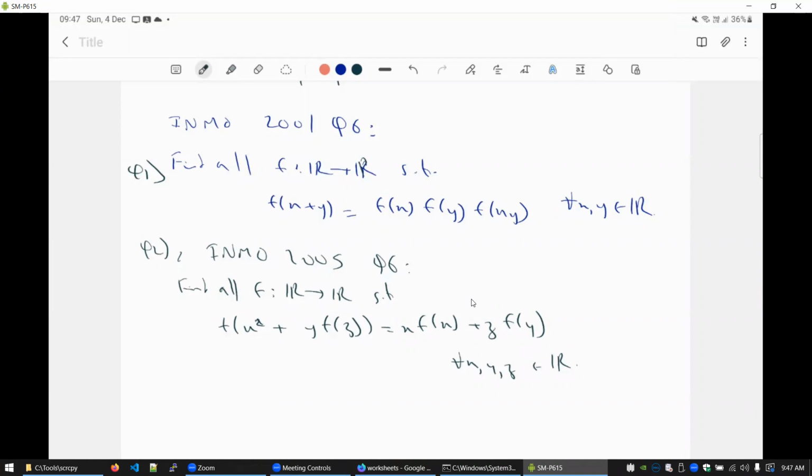Sir, in the second question, it is f of x square. f of x square, yes: f of x square plus y times f of z is equal to x f of x plus z f of y.